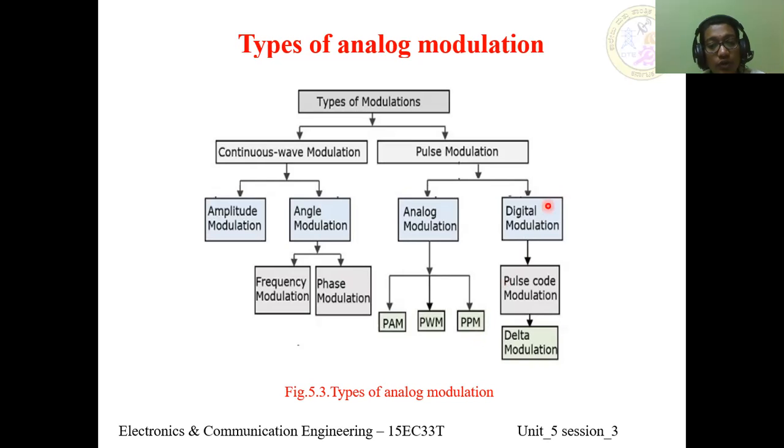In digital modulation, the analog message signal is converted into a digital signal. This is a stream of pulses. So there will be pulse code modulation, and there will be delta modulation. These are all the techniques used for digital communication.